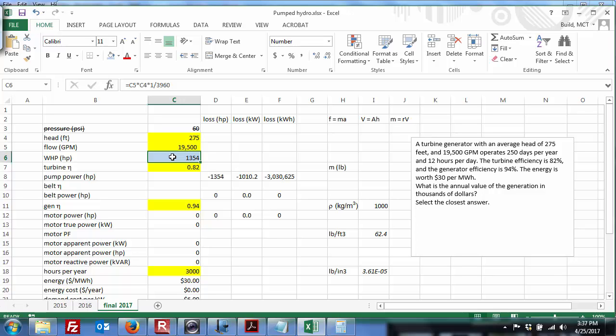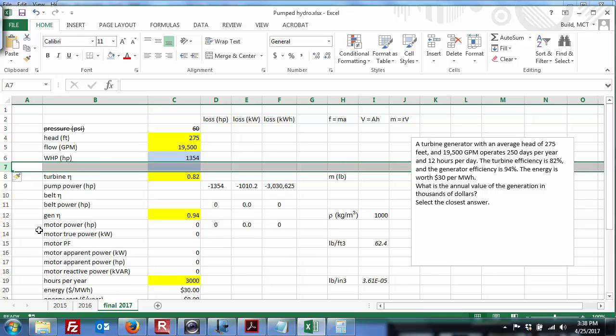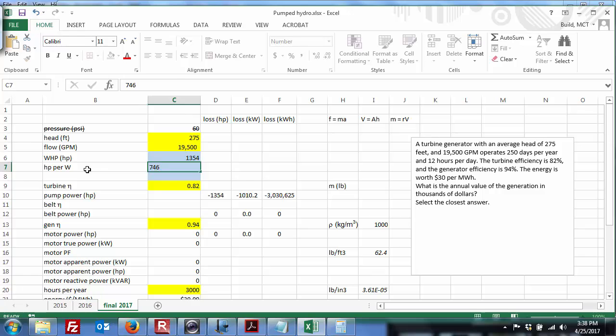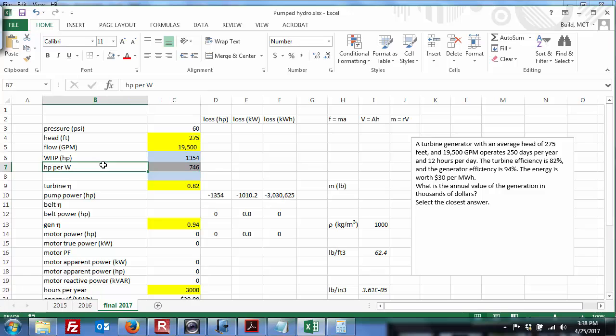Now, what we want to do is say, what's our actual power in kilowatts? Let's jam that in. Insert. So this is going to be HP per watt. I like to do it the long way. 746. Let's put that in gray. You like to do it the long way? Yeah, I feel it's easier. Horsepower per watt.